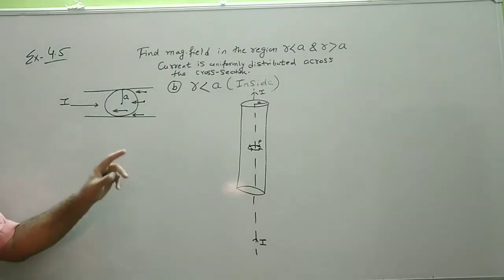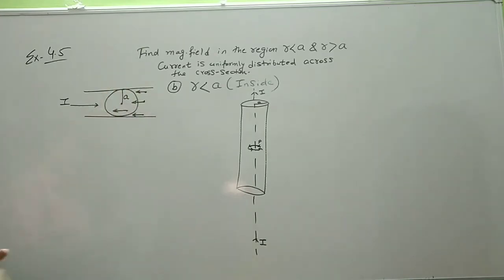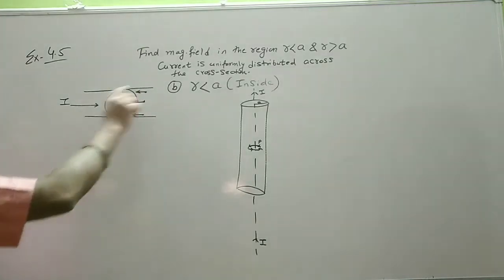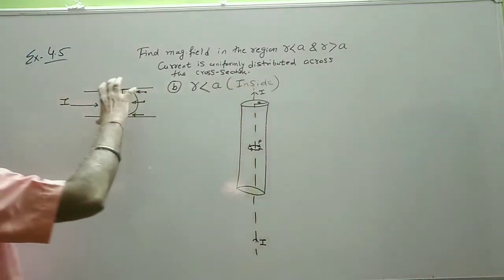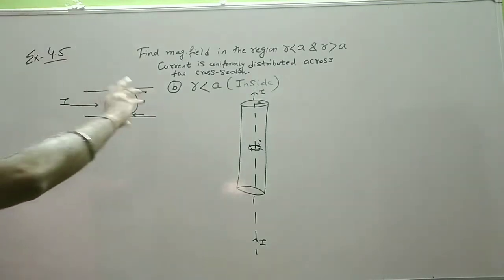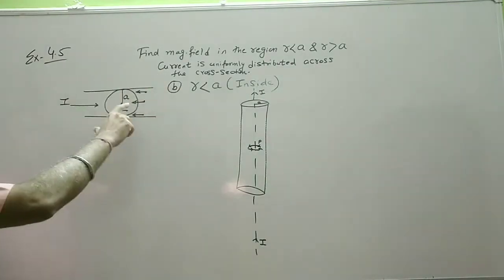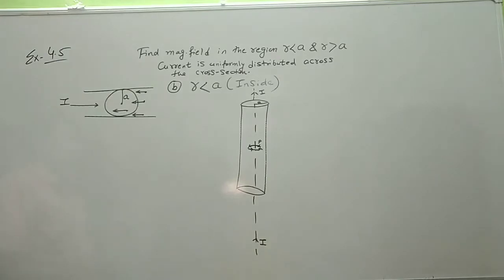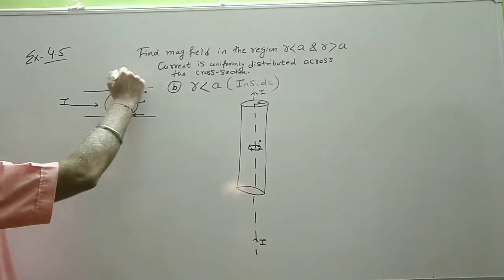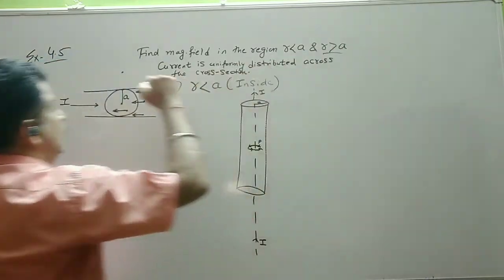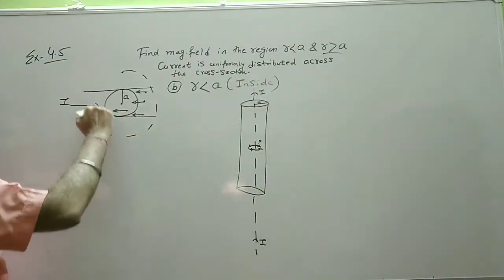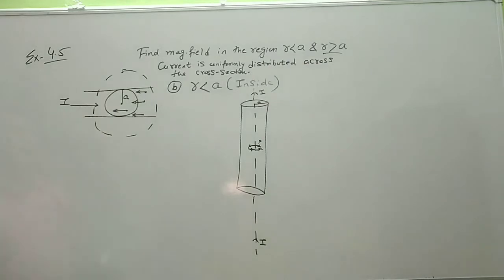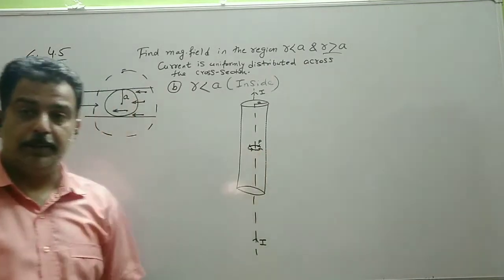But why have I drawn this electron? When the current I is uniformly distributed over the cross section, and if we assume there are 4 electrons, all the electrons are passing through this cross section of the wire. If I take a point outside, as in the previous case, all the electrons, the number of electrons passing through the Amperian loop is 4. But now what will be the situation here?